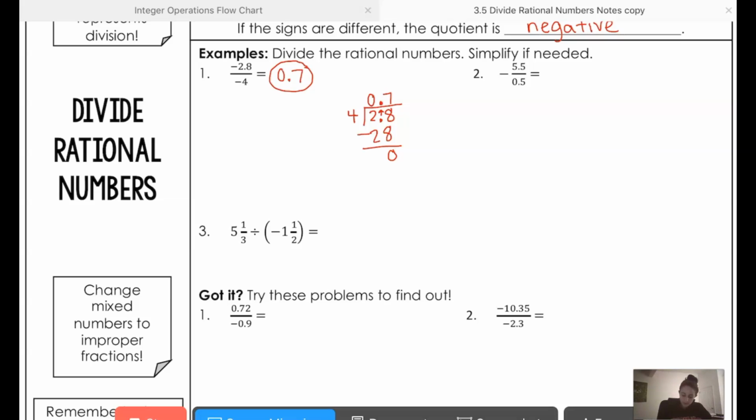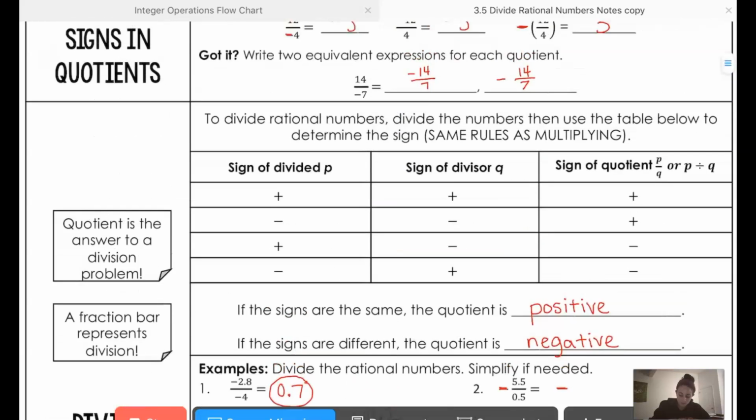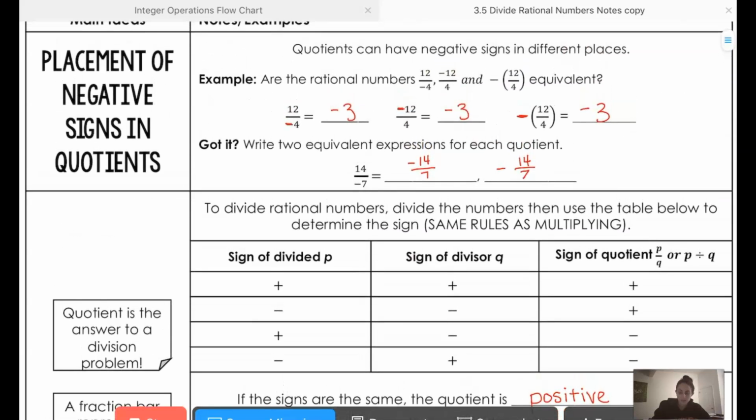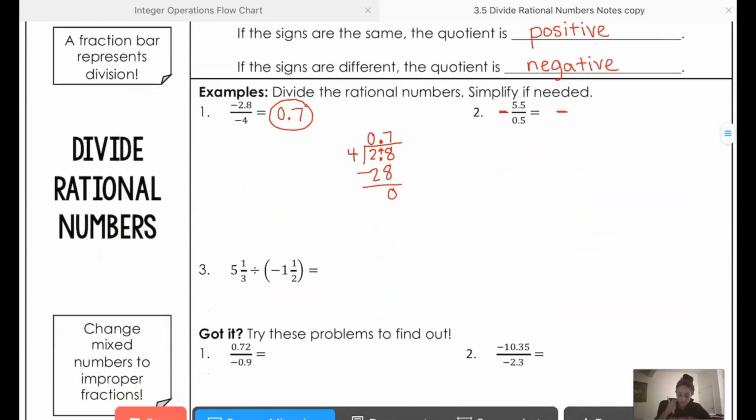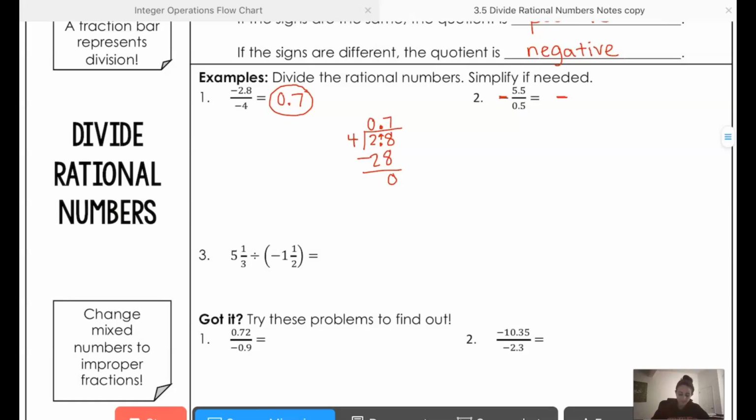Number two, we have our negative on the outside, which means our answer is just going to stay a negative, like we discussed before. If you remember up at the top, with the negative on the outside, our answer just stayed negative. It's basically just asking you for the opposite of your answer, so you leave the negative there. And now we have 5 and 5/10 divided by 5/10. So again, I can write out my division: 5 and 5/10 divided by 0 and 5/10.